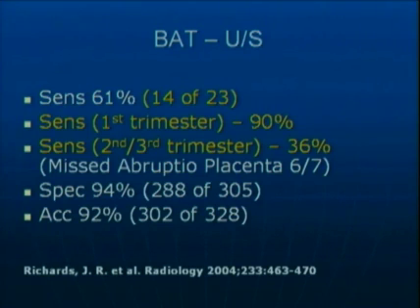And it's very surprising why it was poor. It wasn't because we missed splenic lesions or we missed liver lesions. It was because of abruptio placentae. If you put the 6 cases of abruptio into our overall statistics, our overall sensitivity would have been 88%.